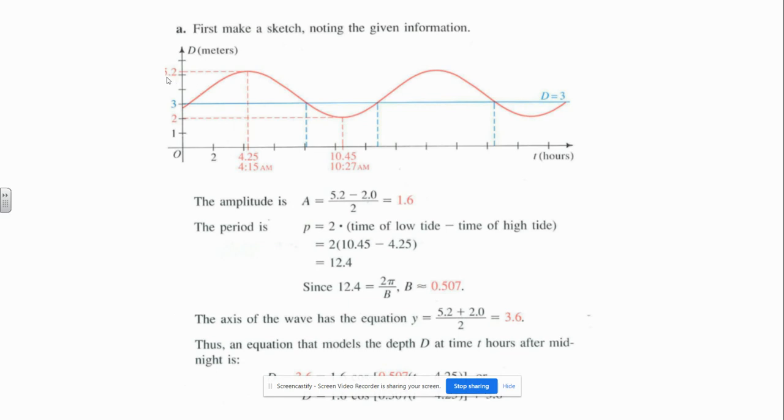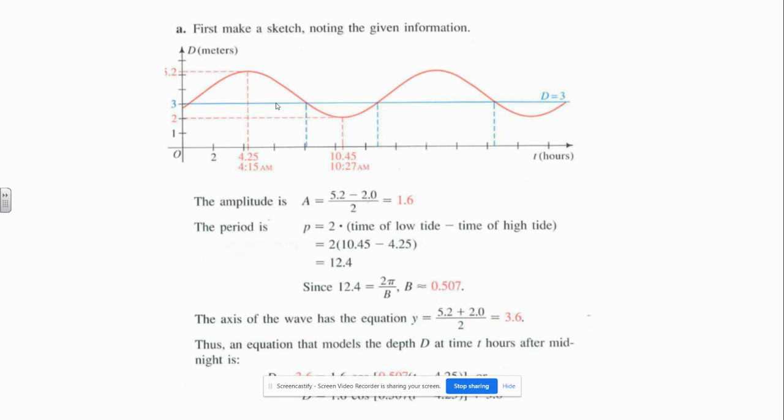Now my amplitude, so I am up to 5.2 and I go down to 2. So in between those two things, okay, there is 3.2. So that means my amplitude is going to be the line right in the middle of this thing. So it's going to be 1.6 from the middle up, right? So top to bottom is 3.2, so that means the amplitude is 1.6.